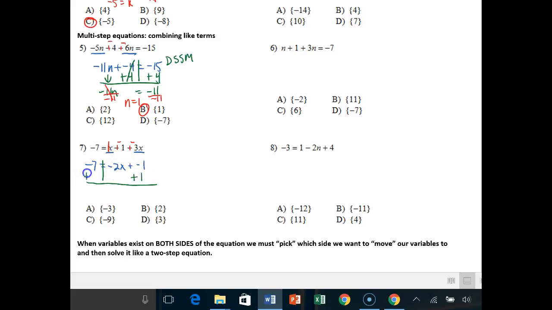So add 1, add 1. Those cancel out. Drop down negative 2x is equal to, again, DSSM, different signs subtract, keep the sign of the more, so 7 minus 1 is 6, but I had more negatives, so it's negative 6. Then I divide both sides not by 2, but by negative 2, looking again very carefully for my negatives. A negative divided by a negative, same signs, is positive, so I get 3. All right, I'd pause right now and try to do 6 and 8, and this is the end of part 1.